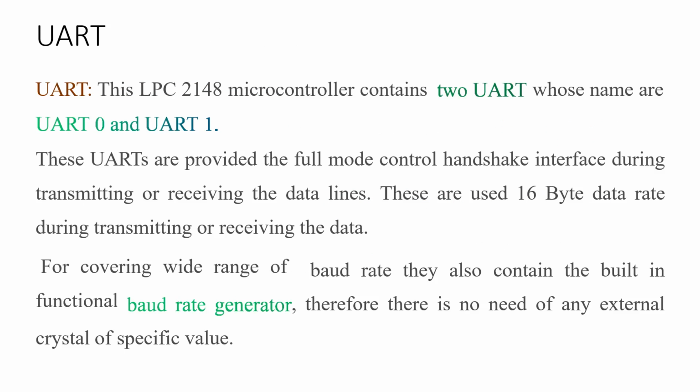And UART 0 and 1. Once the baud rate is generated, this UART can be used for serial communication, to transmit 16 bytes, both transmitting and receiving, from PC to the outer peripherals through serial communication. UART is nothing but universal asynchronous receiver and transmitter.